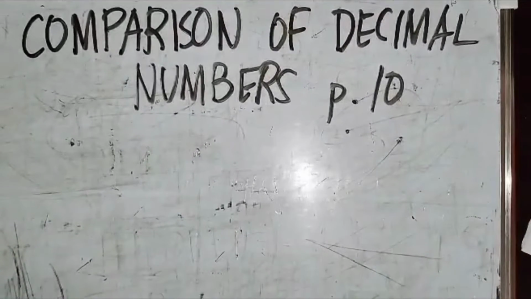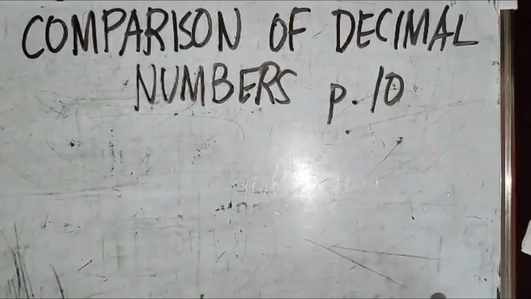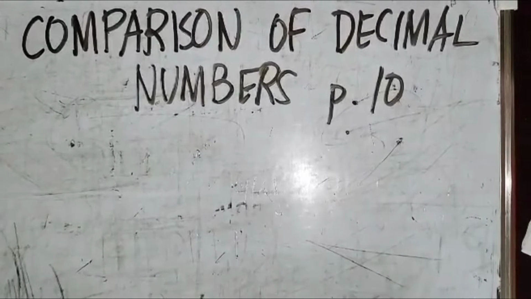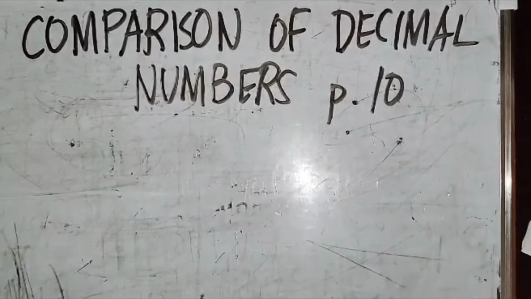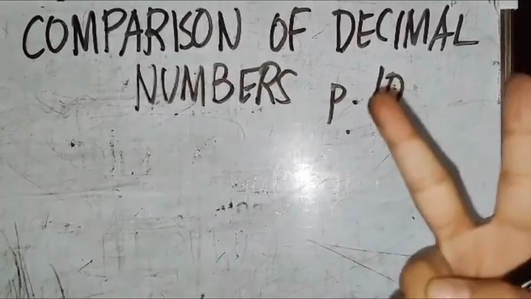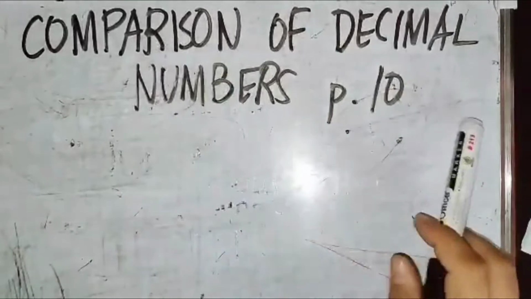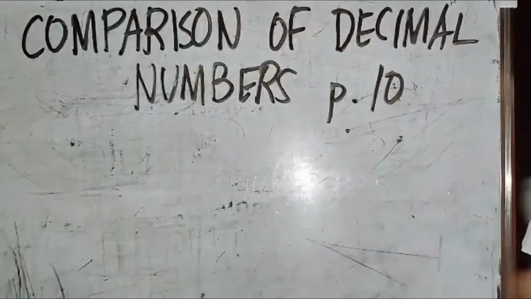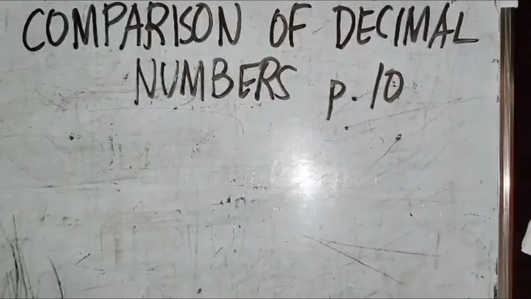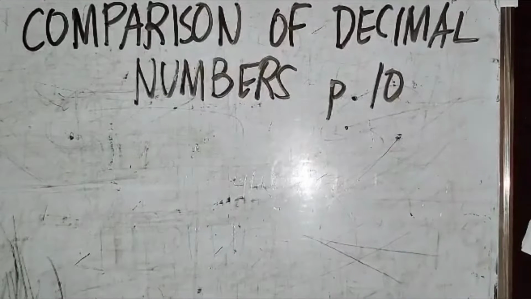Actually, bali tatlo pala tong lesson, ano? So, hatiin natin yung lesson number 2, kasi the original title of that lesson is Comparison and Arrangement of Decimal Numbers. So, hatiin natin siya sa dalawa. Comparison of decimal numbers, yun muna, para di kayo malito, no? And the next one, dun sa kahulihan nating lesson, Arrangement of Decimal Numbers.